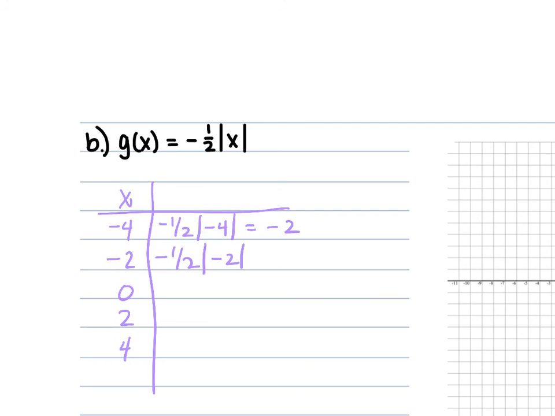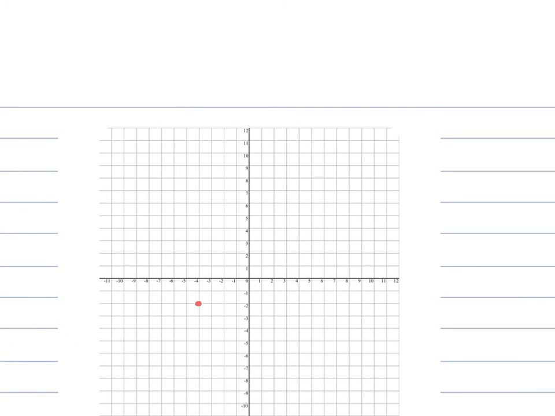-1/2 times the absolute value of -2 is -1. -1/2 times the absolute value of 0 is 0. -1/2 times the absolute value of 2 is -1. And -1/2 times the absolute value of 4 is -2. So we plot these points. -4, -2, -2, -1, 0, 0, 2, -1, and 4, -2. Oh, I'm sorry, this is 2, -1. That looks a lot better.